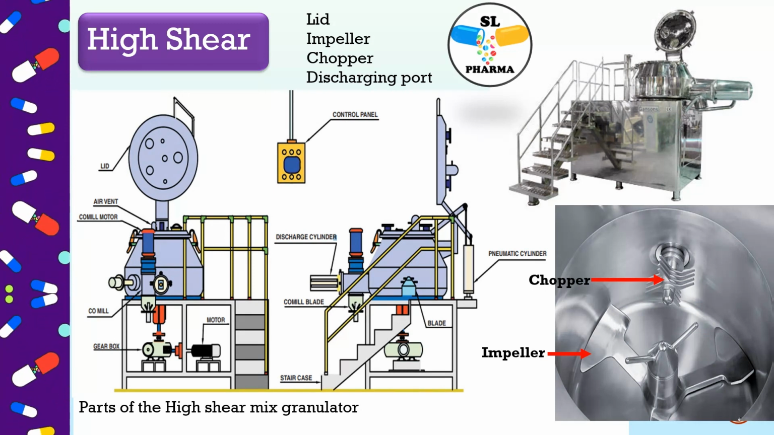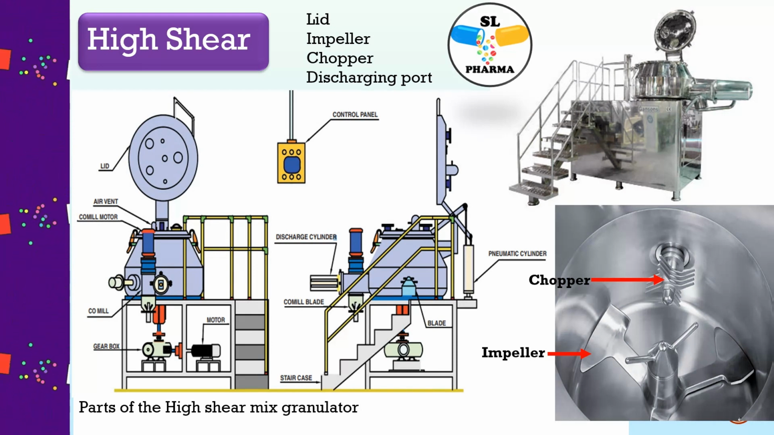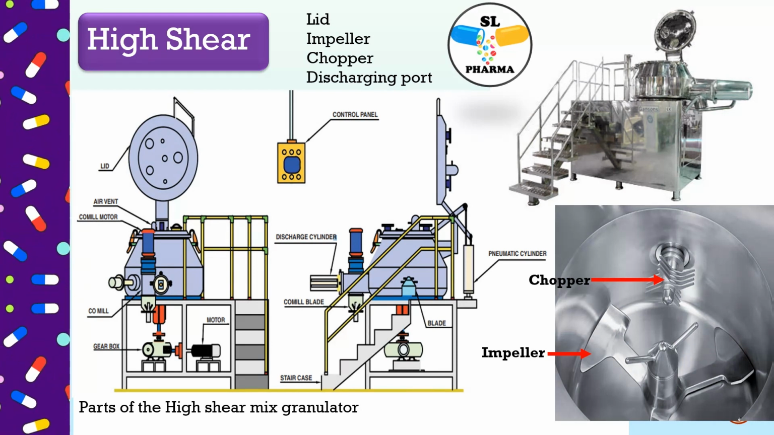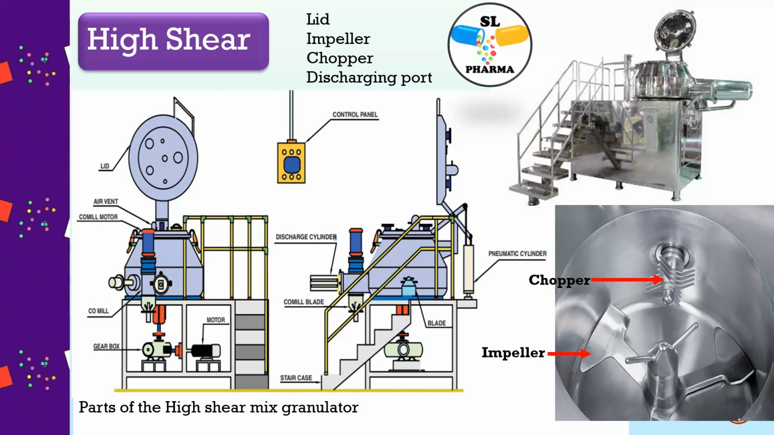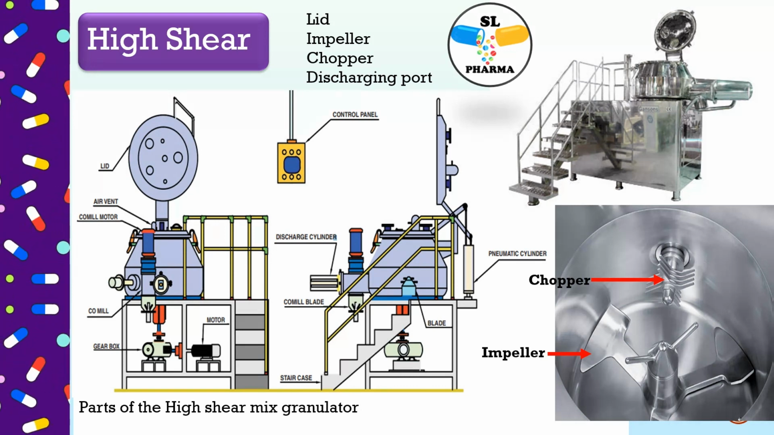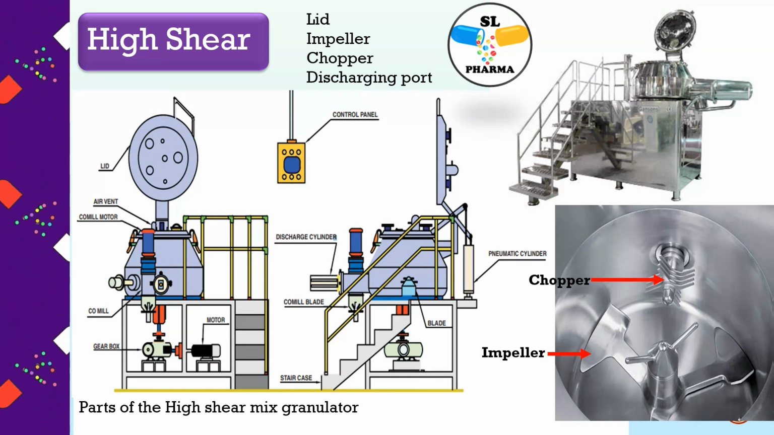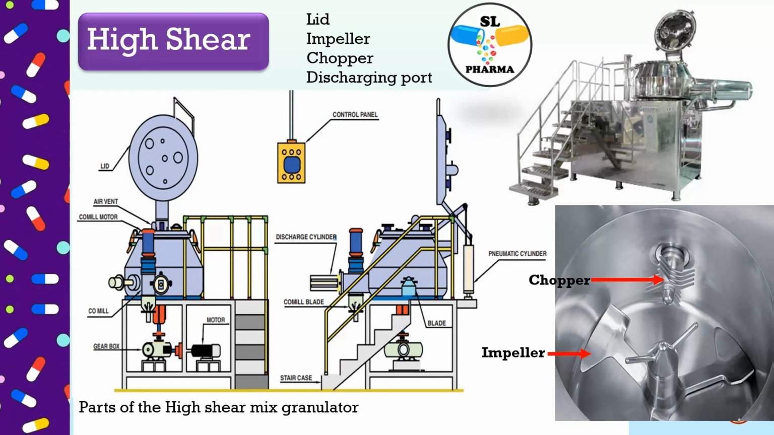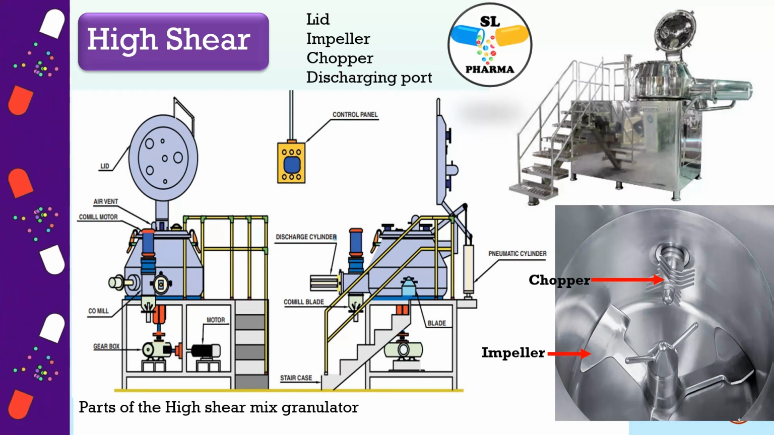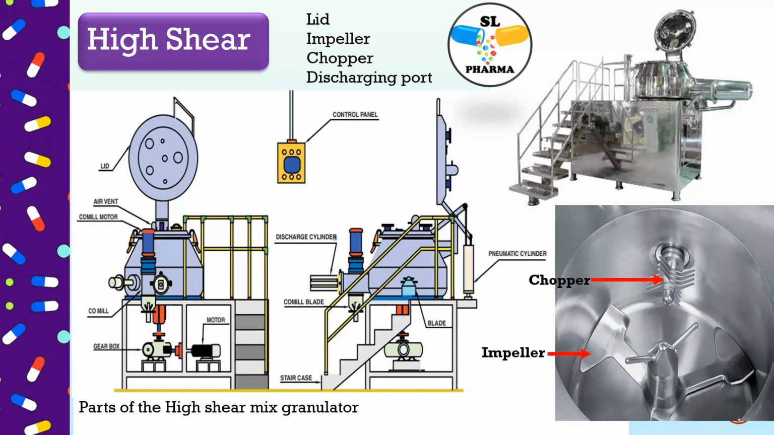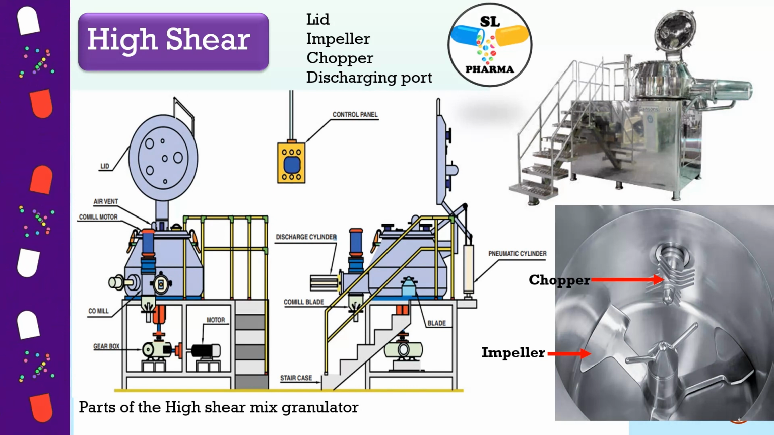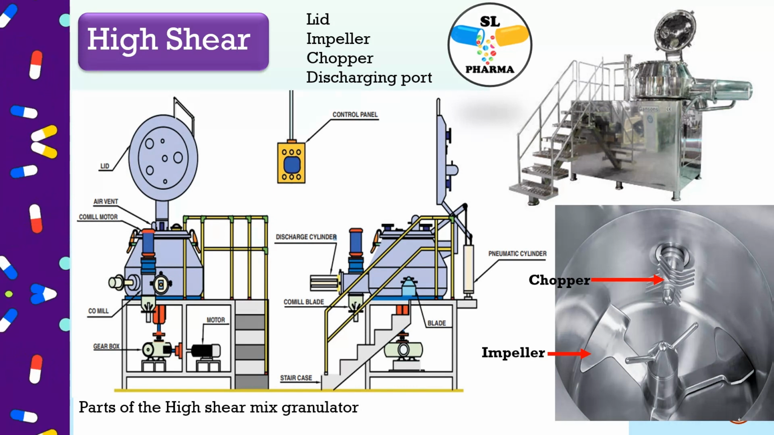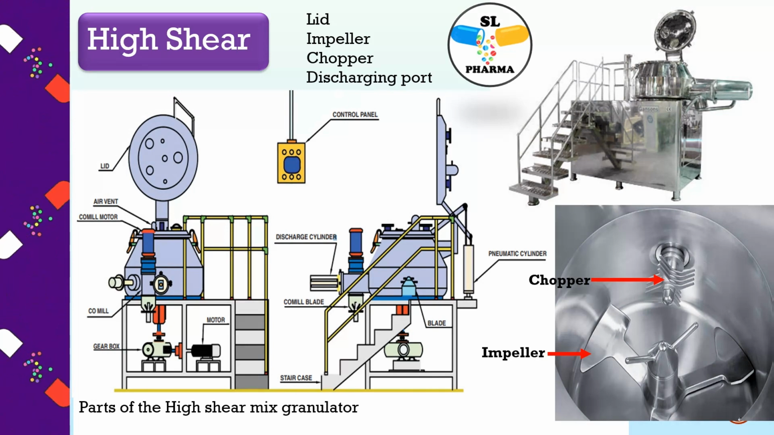Chopper blades. Chopper blades are high-speed cutting blades or knives that are often used in high-shear mixers to further break down and refine the granules, ensuring uniformity in particle size and consistency. Control panel. The control panel contains the machine's control interface, where operators can set and adjust process parameters such as mixing speed, binder flow rate, and temperature.